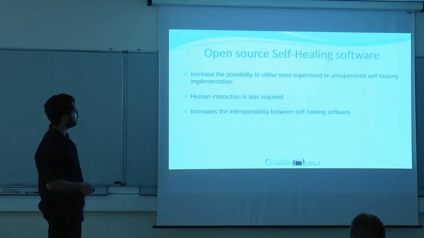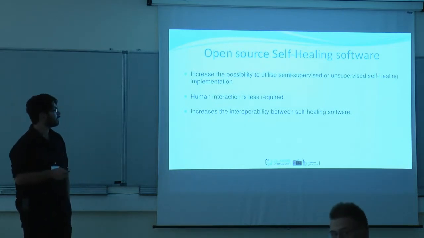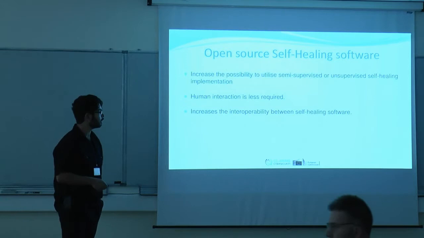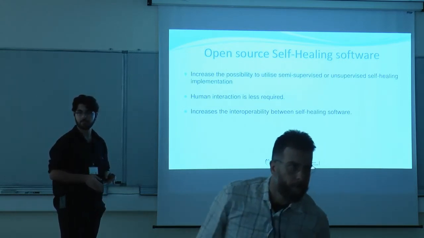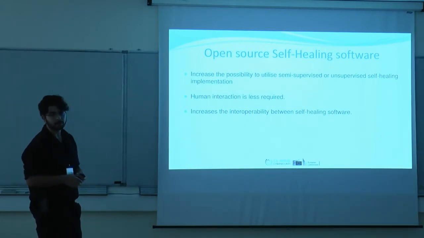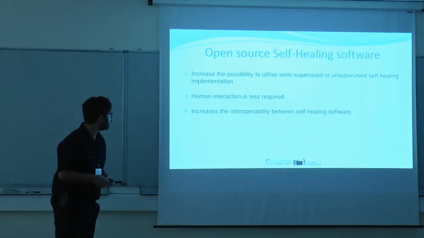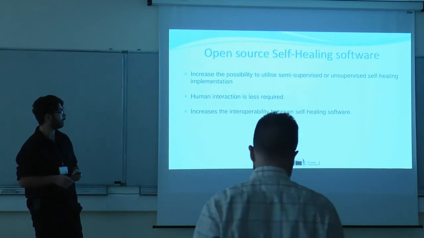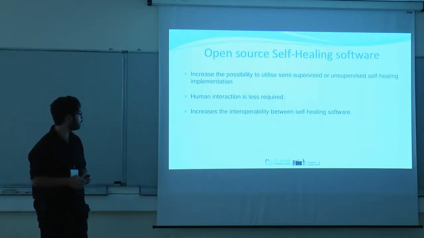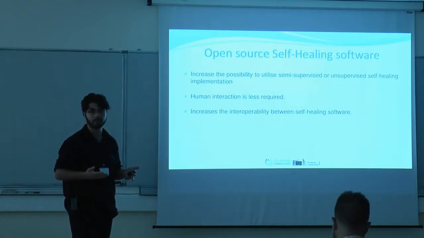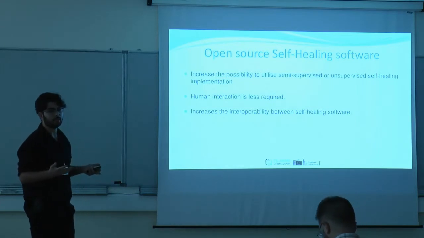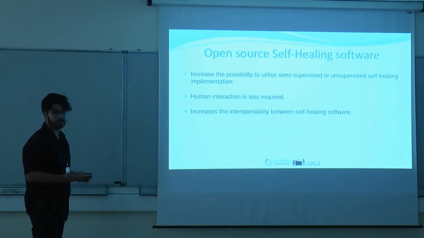And open source self-healing software increases the possibility to utilize semi-supervised or unsupervised self-healing implementation, which means that only partial interaction of human administration is needed or not at all. Human interaction is less required, which is linked to the previous bullet, and it increases the interoperability between self-healing software, which is really important, and it's increased because more people are involved. They want to create something that can be used by many, that can interoperate, and that's why open source facilitates the interoperability.